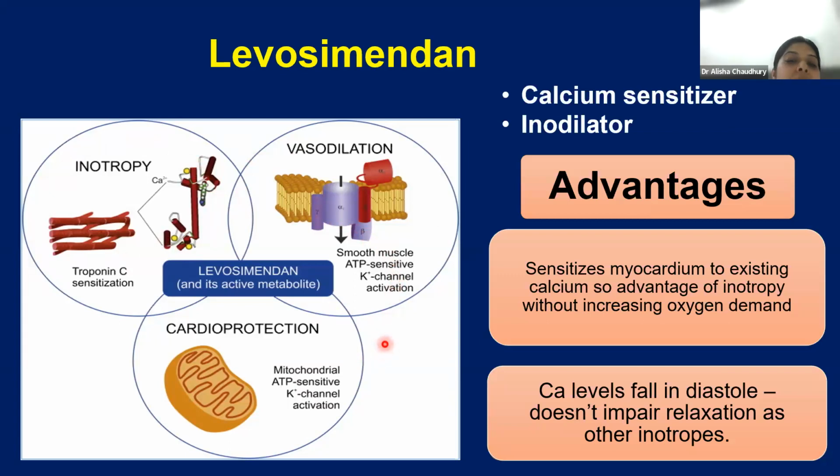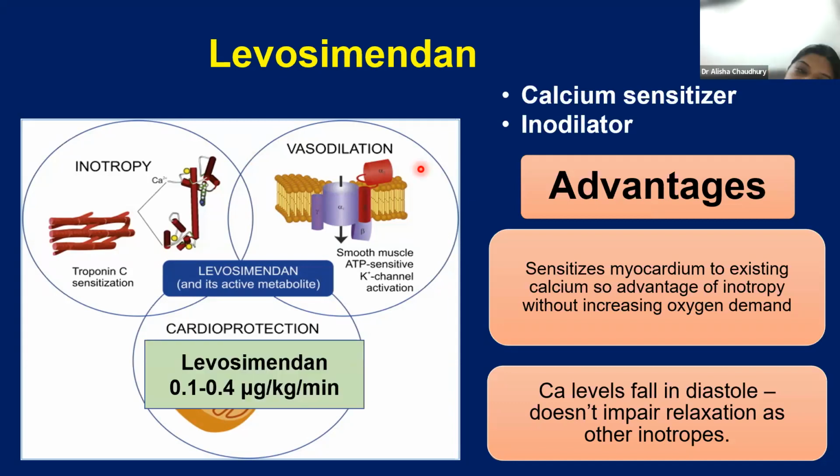Through potassium channel activation, it causes vasodilatation. So that is why levosimendan is also a good option, but again, same issues, it can lead to hypotension. So we need to be careful where we start levosimendan. These are all drugs more useful in your cardiac cases or heart failure cases, where you can think of adding these drugs. The levosimendan dose is around 0.1 to 0.4 mcg per kg per minute.